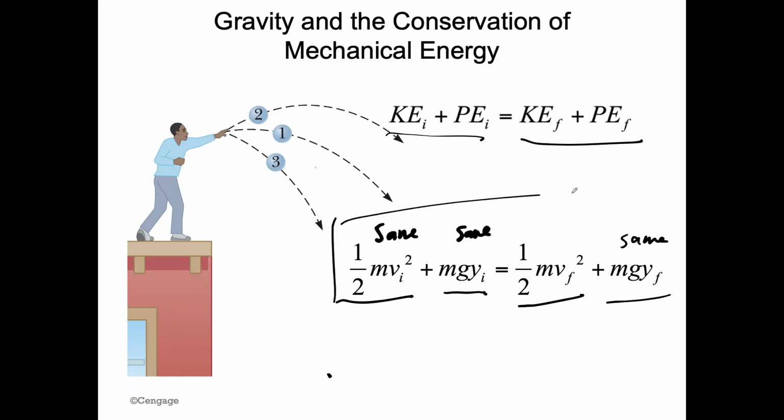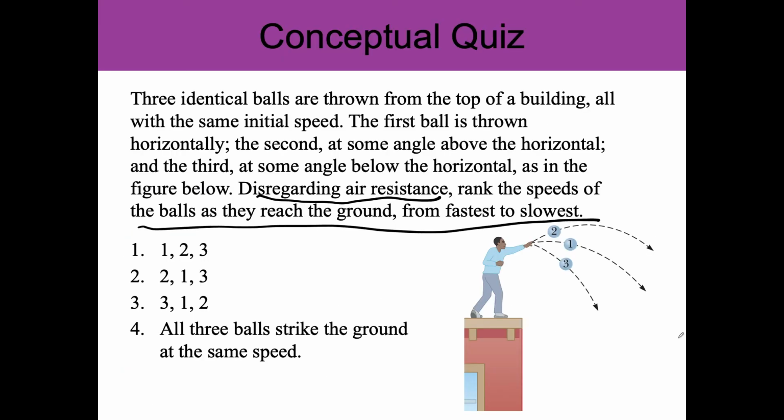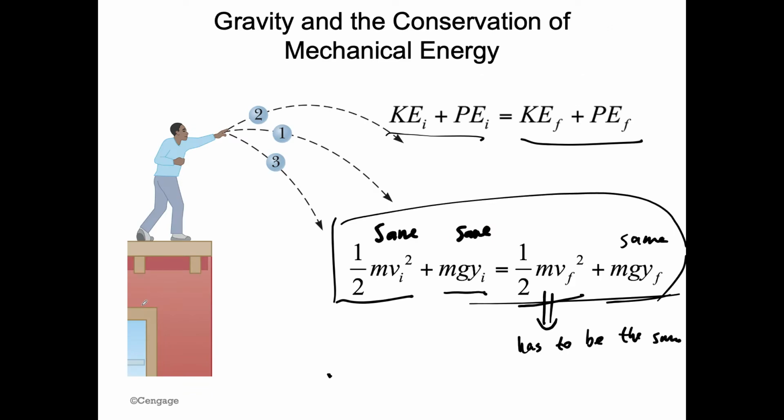Now, we have an equation. So the final kinetic energy has to be the same for 1, 2, 3. If the kinetic energy of the ball for 1, 2, 3 are the same, so Vf is the same. The final speed is the same. And that's what is asked. So the answer should be 4. Yeah, the final velocity of the ball is the same for 1, 2, 3.